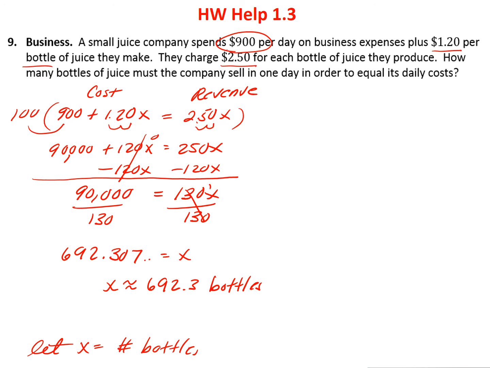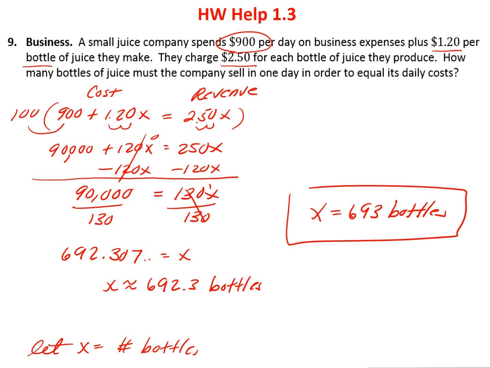All right. So if I want to know how many bottles I have to make in order to make money, I would say my answer is 693 bottles. If I make 693 bottles, I'll actually make a little profit. If I just make 692, I'll still lose a little money. So this is a company that probably looks and says, rounding off even bigger, hey, we need to at least make about 700 bottles a day just to cover our costs.